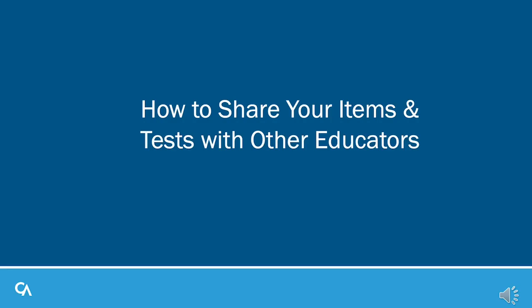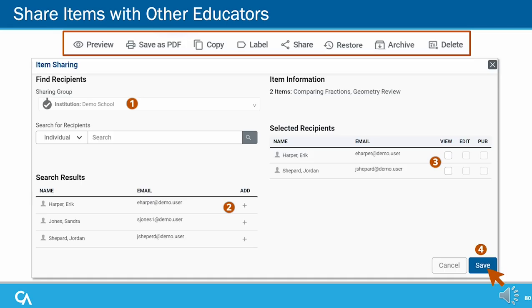This section explains how to share your items and tests with others. You can share any item in your personal library. First, open the Items tab and apply the appropriate filters. Then use the banner button or the dotted menu option to share items. The item sharing window will appear.